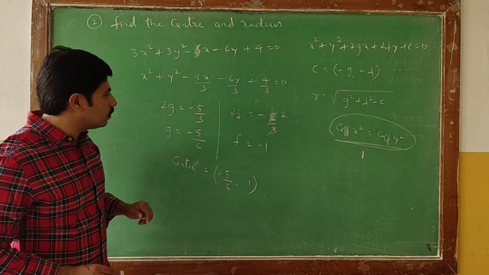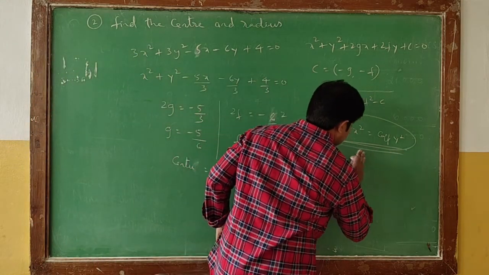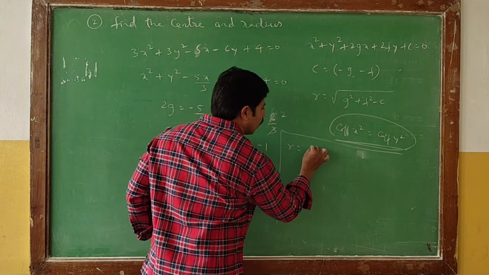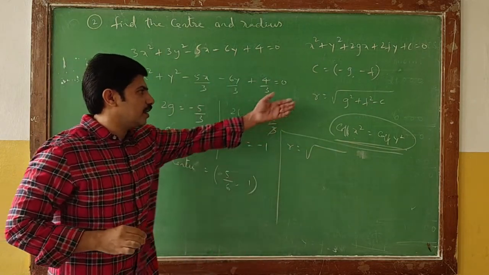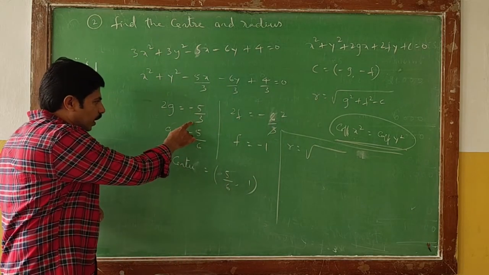After that, we have to find out the radius. So radius, let me do it here. R is equal to under root of g square plus f square minus c. Already the formula is here. So when I do g square, I have to square this.